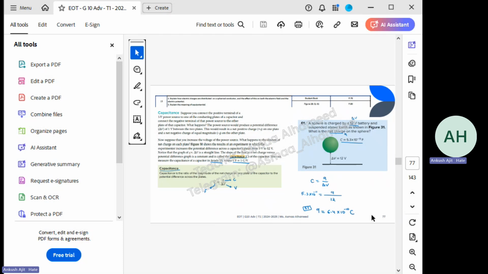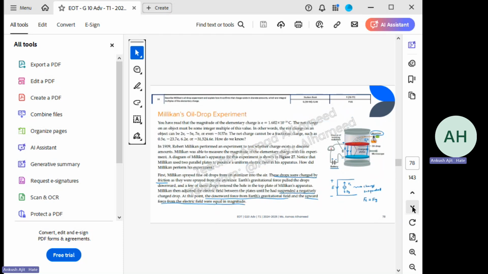Capacitance C equals Q upon V. And I hope you know what capacitance is. Capacitance is basically the ratio of the net charge, how much you can store on a plate of the capacitor, to the potential difference. That way they are saying.